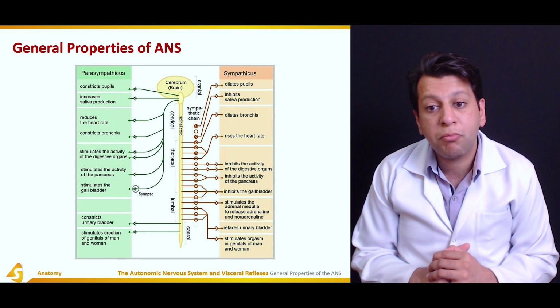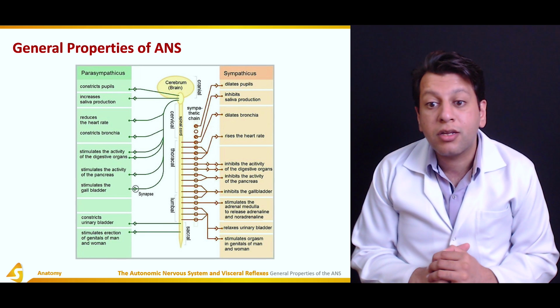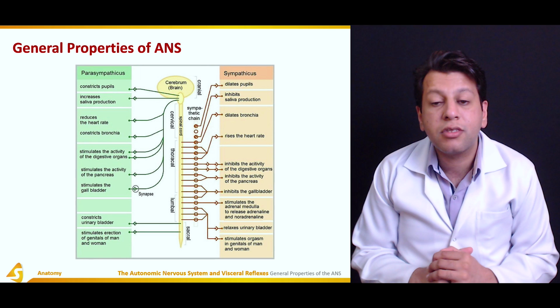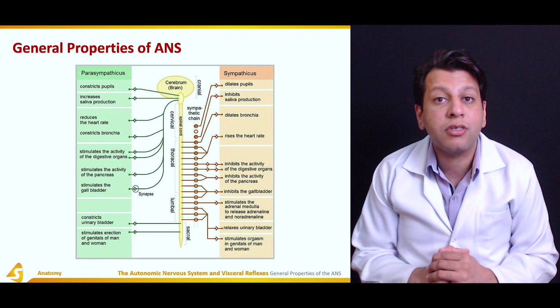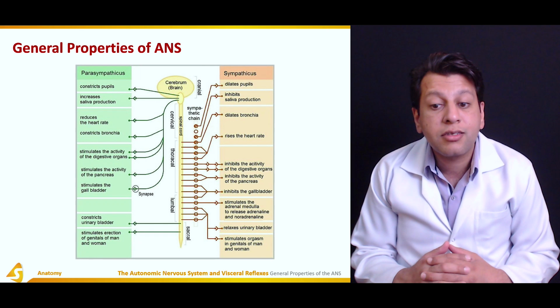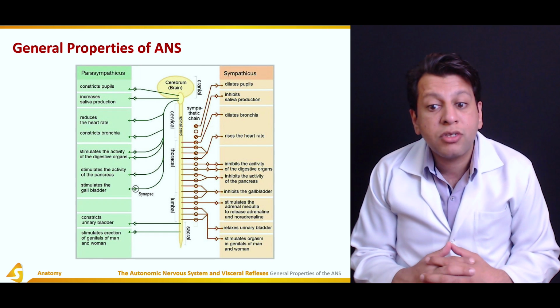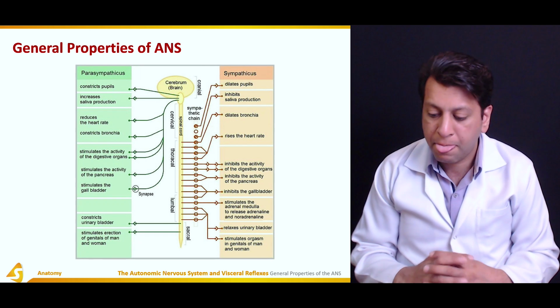In the case of the sympathetic nervous system, they dilate the pupil, inhibit saliva production, dilate bronchi, raise the heart rate, inhibit the activity of the digestive system, the pancreas and the gallbladder, and stimulate the adrenal medulla to release adrenaline and noradrenaline, which are the catecholamines. They relax the urinary bladder and stimulate orgasm in the genitals of men and women.